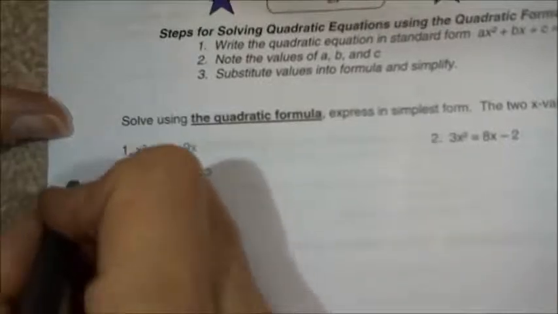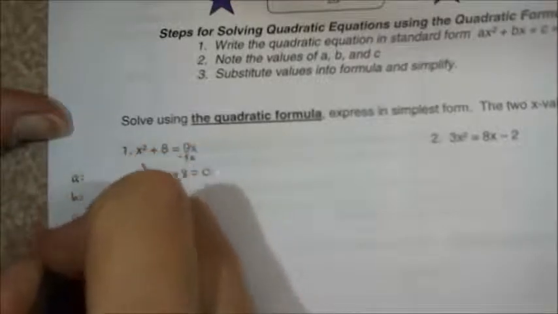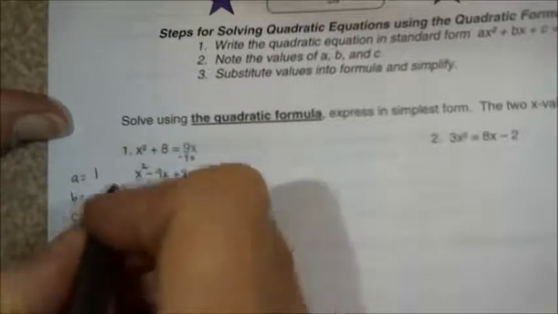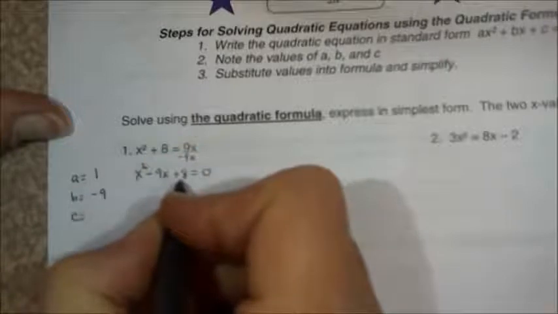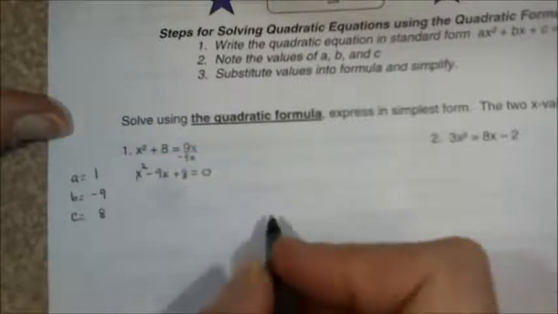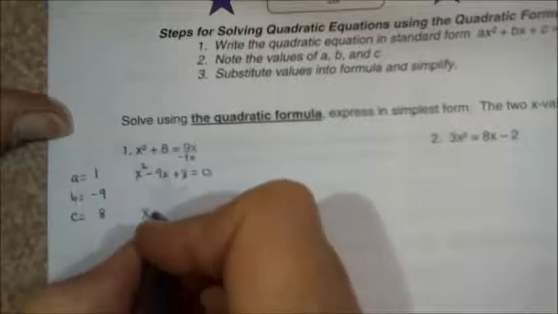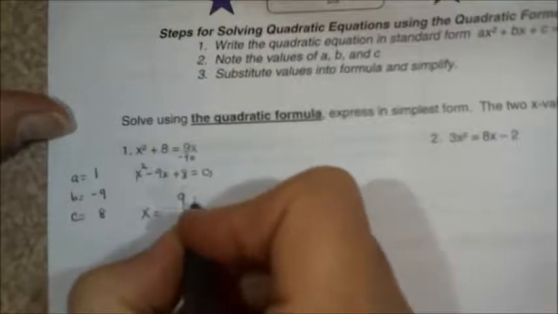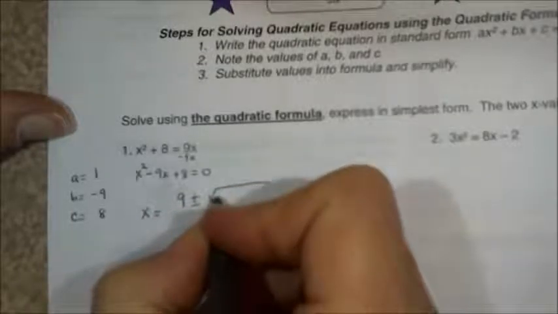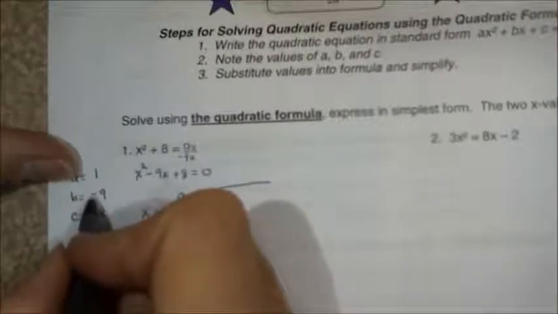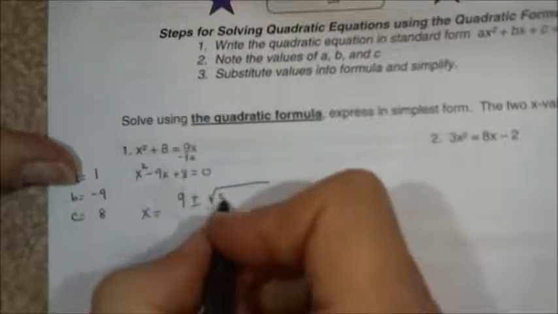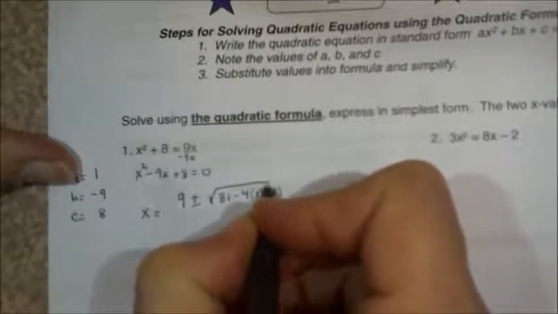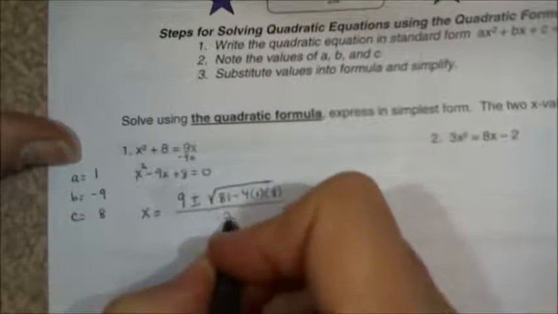So off to the side, I would like you to write down what a, b, and c are. A is the number in front of the x squared, which is an invisible 1. B is the number in front of the x, which is a negative 9. C is the number that stands alone, which is just an 8. And so we substitute those 3 values into x equals negative b. Well, a negative 9 is a positive 9, plus or minus square root b squared. Well, I always just square b in my head. Negative 9 squared is positive 81. B squared minus 4ac all over 2a. 2 times 1 is 2.